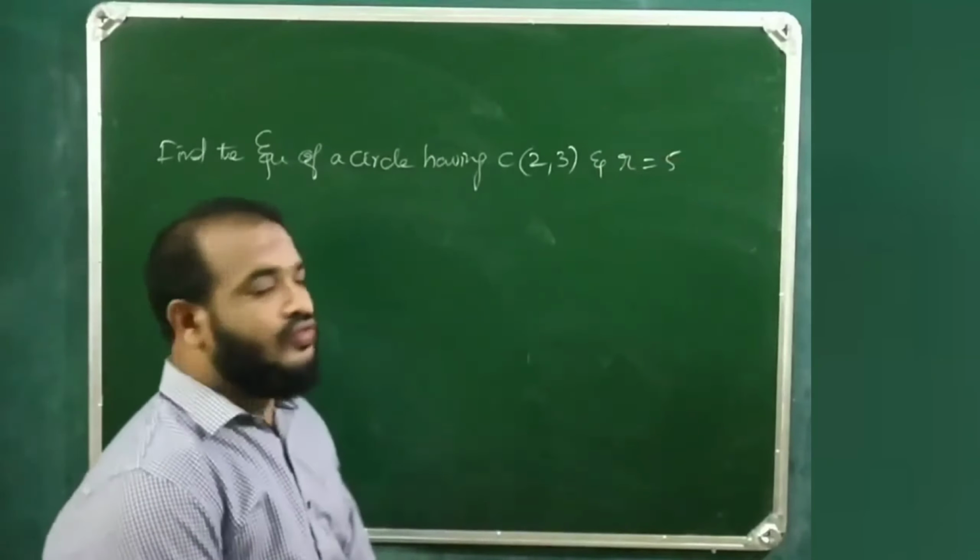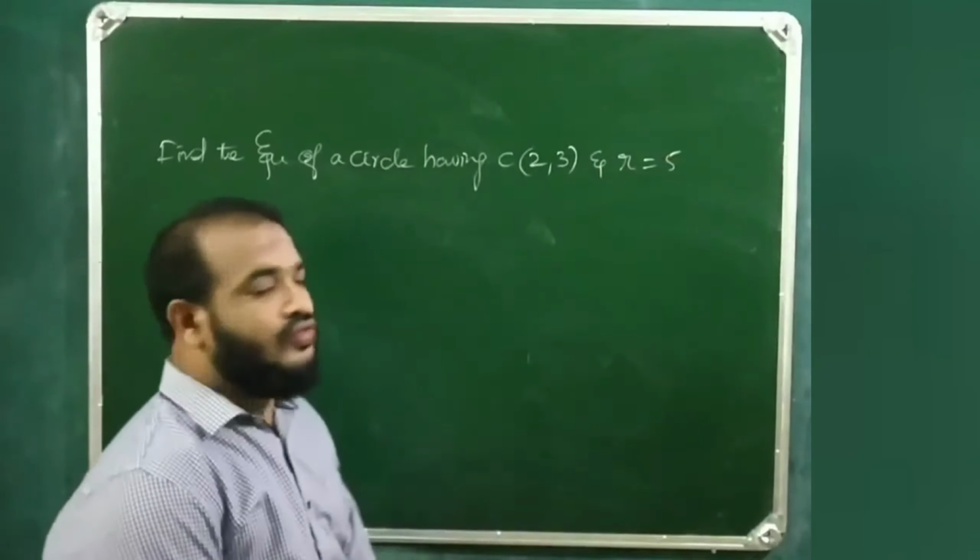So this is x squared, 2 squared is 4, minus 4x, plus y squared minus 2 3s are 6y plus 3 3s are 9 equals 25. Therefore, x squared plus y squared minus 4x minus 6y plus 4 plus 9 is 13, minus 25 is minus 12, equals 0. So you may end up the solution with this, or if you further simplify, this is what we will get.